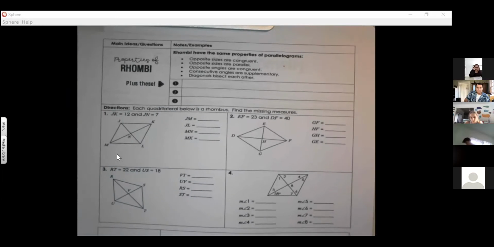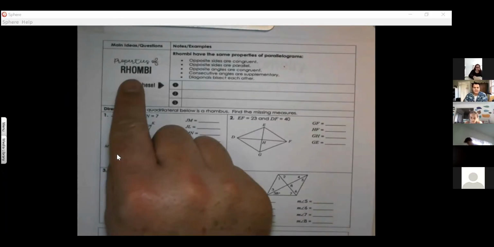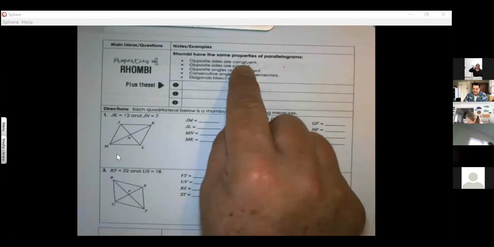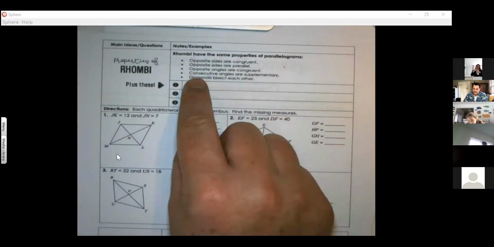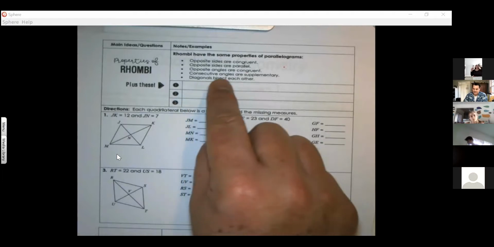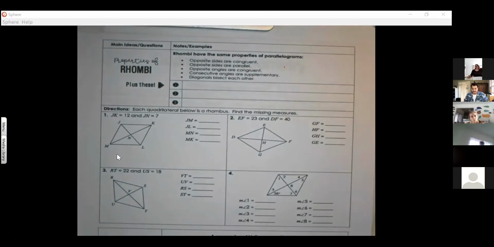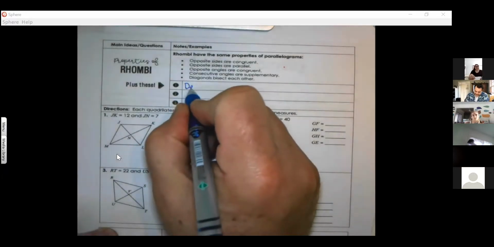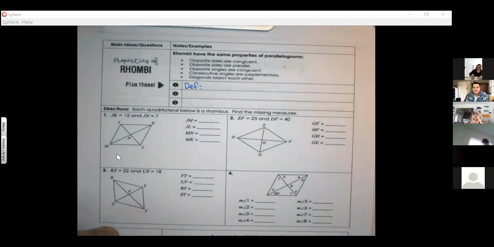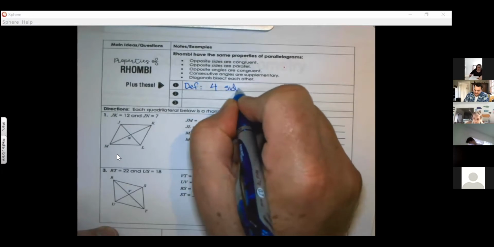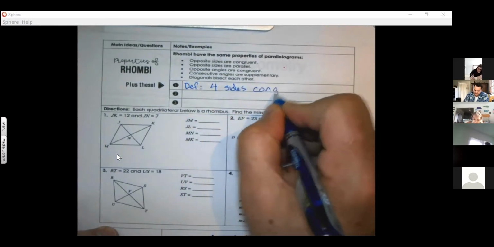So let's bring that into our notes here. So we're talking about the rhombi, the plural of rhombus. And a rhombus has all the same properties of a parallelogram. Opposite sides are parallel and congruent. Opposite angles are congruent. Consecutive sides or angles are supplementary, and diagonals bisect each other. In addition to that, we've now got the definition of a rhombus, which says 4 sides congruent. All 4 sides are the same.